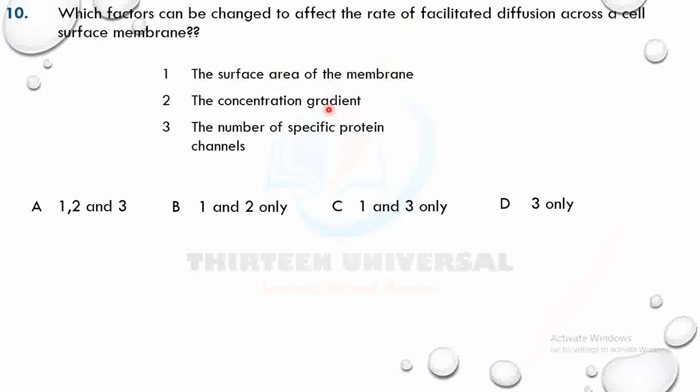The concentration gradient, yes, the steeper, the higher. Number of specific protein channels. The more protein channels we need for facilitated diffusion, the more the uptake of the molecule. Is that okay? So 3 of them are correct. They all are affected. Okay.